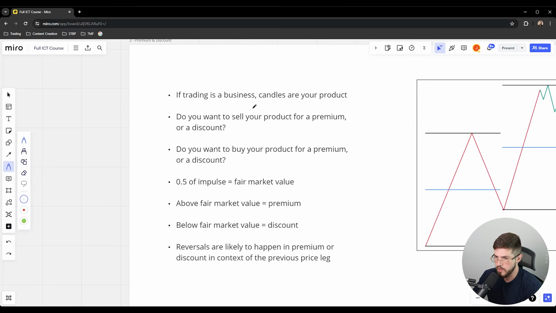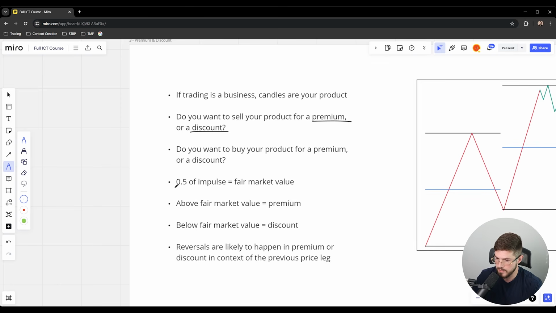So I want you to think about this. If trading is a business, then candles are your product. Now, if you have a product, do you want to sell it for a premium or do you want to sell it for a discount? Obviously, you want to sell it for a premium. Now, if you want to buy your product, do you want to buy it for premium pricing or do you want to buy it for a discount? Pretty obvious, right? But people don't think about this when they're trading because they're impulsive.